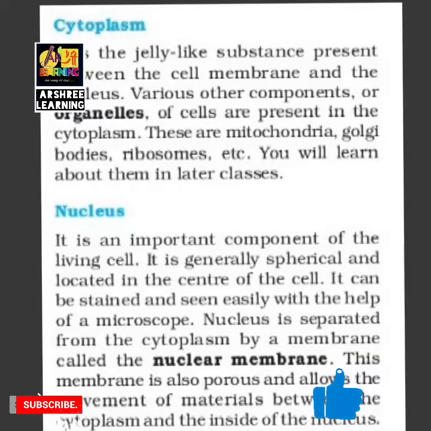and then it can be seen under a microscope. The nucleus is separated from the cytoplasm by a membrane which is called the nuclear membrane. So a nucleus also has a boundary outside it which is called the nuclear membrane. Like the cell has a boundary called the cell membrane, the nucleus also has a boundary outside it. This boundary is also porous, just like the cell membrane, and it allows the movement of material between the cytoplasm and the inside of the nucleus.